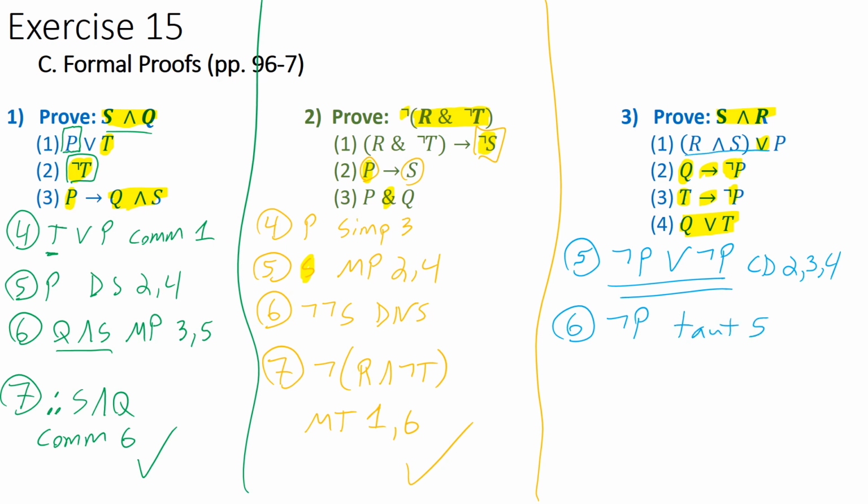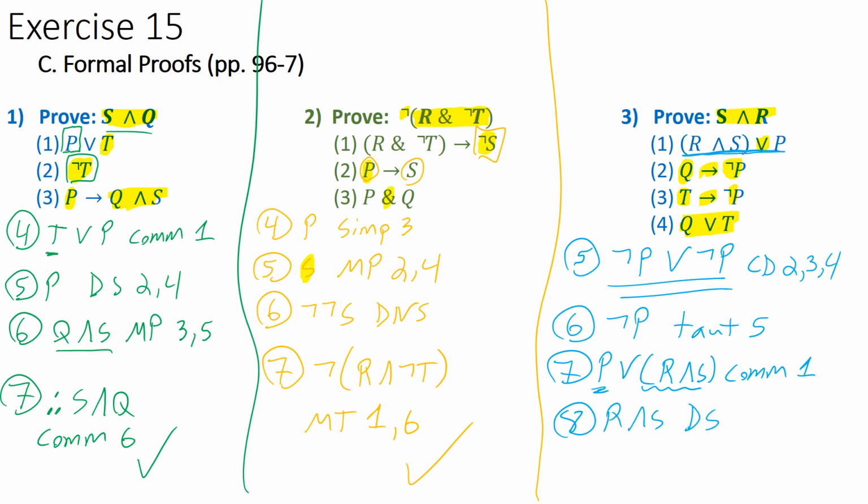We have a disjunction for our first premise. For 7, we'll say P or parentheses R and S, close parentheses, commutative rule, line 1. We can deny this and then affirm this. So for 8, we can get R and S, disjunctive syllogism, lines 6 and 7. We want to prove S and R. We have R and S, so for 9, we can justify S and R through the commutative rule, using line 8.